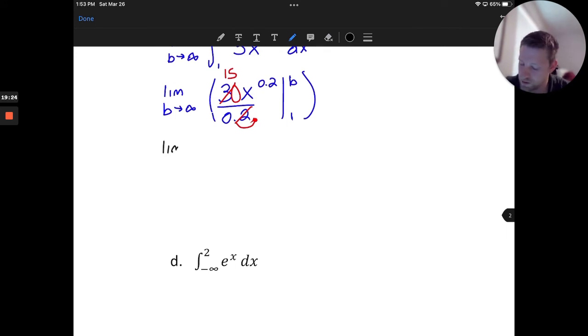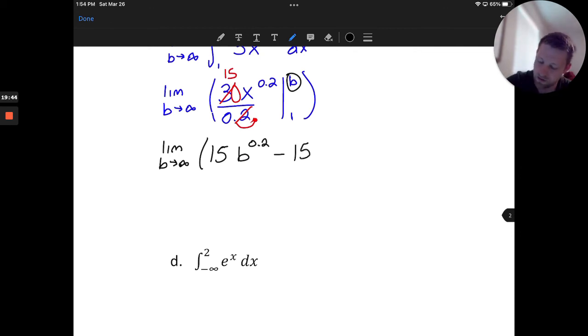And we'll have the limit as b goes to infinity. And we'll evaluate 15, and then x raised to the 0.2, we'll do our first endpoint of b, so that would be b raised to the 0.2, and then subtract 15, and then 1 raised to the 0.2. We can end that parenthesis together.